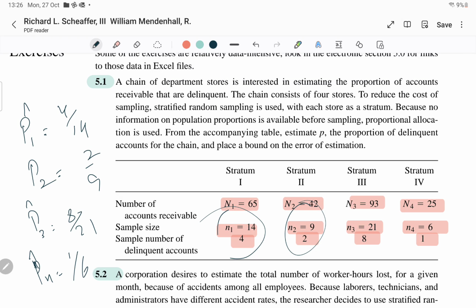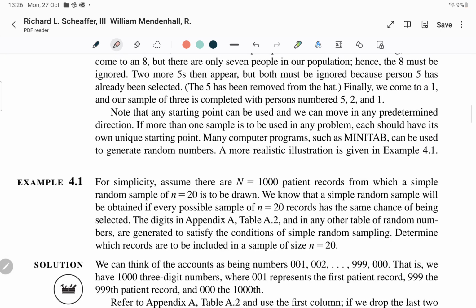In this example, we have calculated the proportion using this information, and for each of the proportions, where will these proportions be used in the formula? To estimate this proportion, we will use all these P1, P2, P4. How? Let's go to the formula, I'll show you.